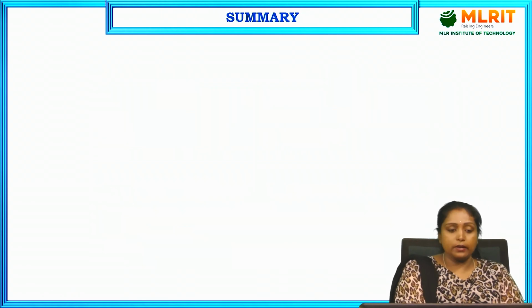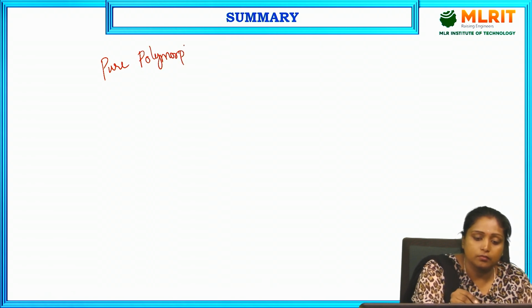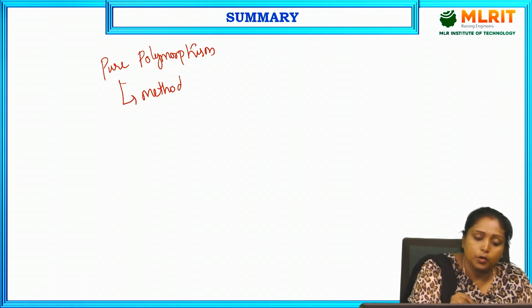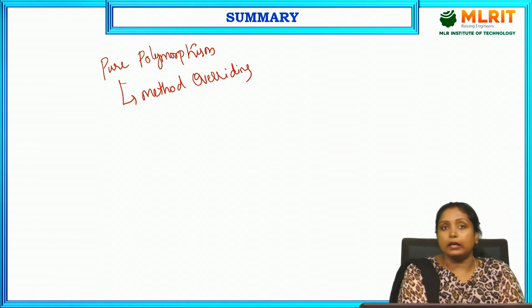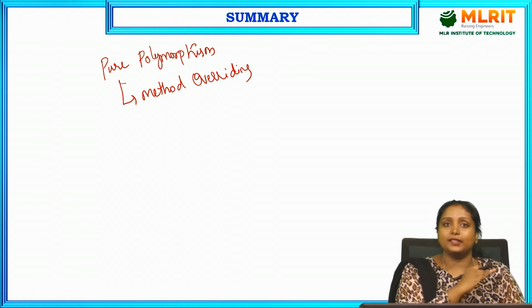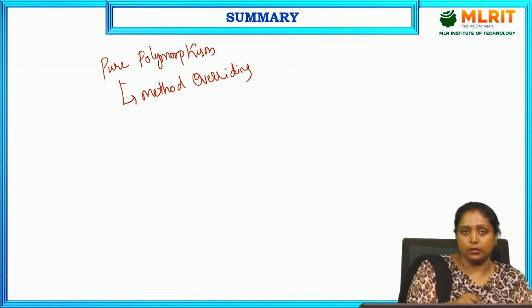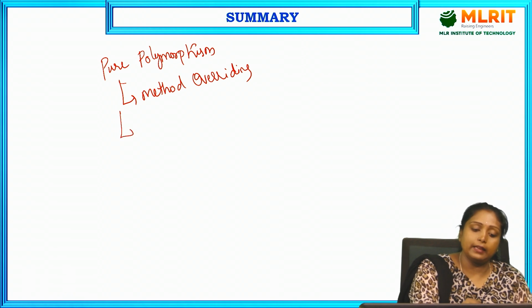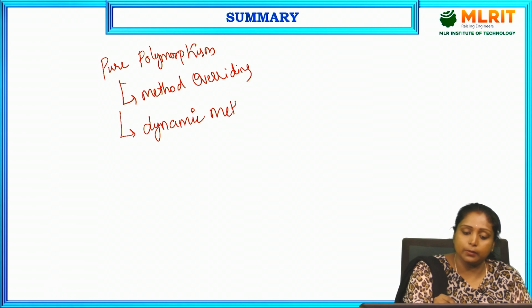Today's session, what you have learned is what is pure polymorphism. Method overriding is also called pure polymorphism. What is method overriding? Having the same method with the same parameters and same return type in a parent class as well as a child class, then the method is said to be overridden. So that is method overriding. Here again we have seen one more concept called dynamic method dispatch. What is dynamic method dispatch?